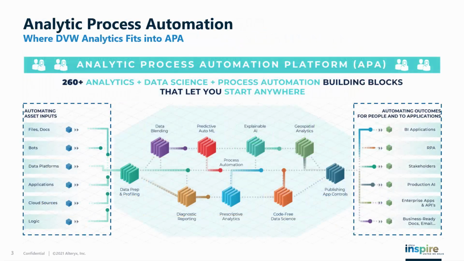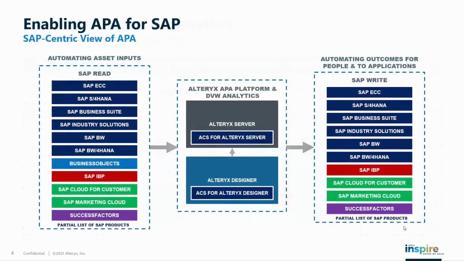So where do we fit into APA? Now this is a diagram that you'll see many times over the next few days, I'm sure. Where we fit is on the left-hand side with the automation of the asset inputs, with a very SAP-centric view. On the automation of outcomes to applications, this again is where we fit in. Where we're reading data from a range of SAP systems and also writing data into a range of SAP systems. So this gives us quite an SAP-centric view of APA.